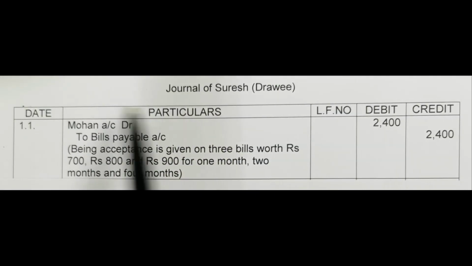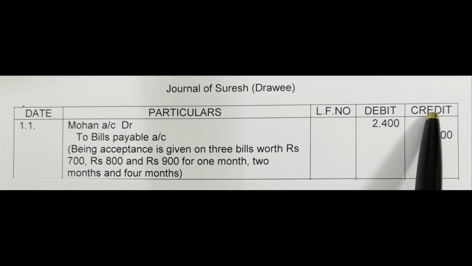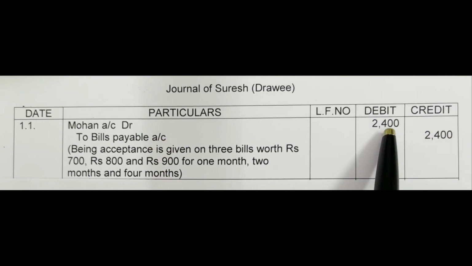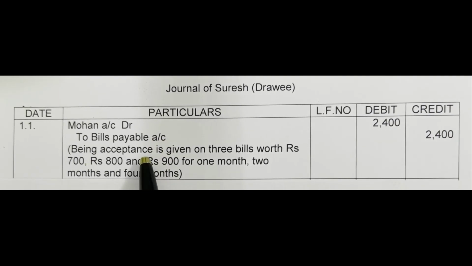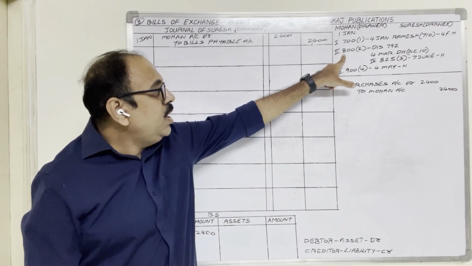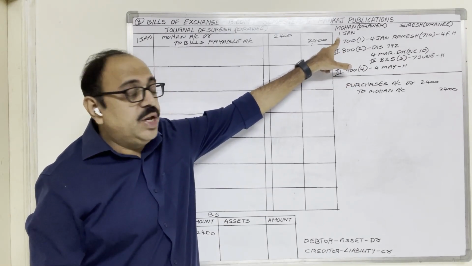Drawing. Date, particulars, LF number, debit, credit. First entry is on 1st January. Mohan account debtor to bills payable account 2400. Narration. Being acceptance is given on 3 bills worth 700 rupees, 800 rupees and 900 rupees for 1 month, 2 months and 4 months. Next transaction is second bill on the same day 1st January.